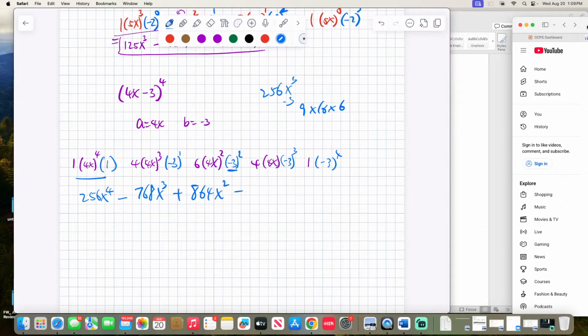And then this one is going to be 27 times 16. I don't know what 27 times 16 is. What's 27 times 16? 432? Okay, so this one's minus 432x and a plus 81.